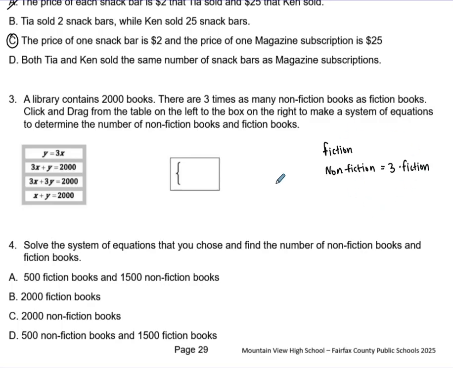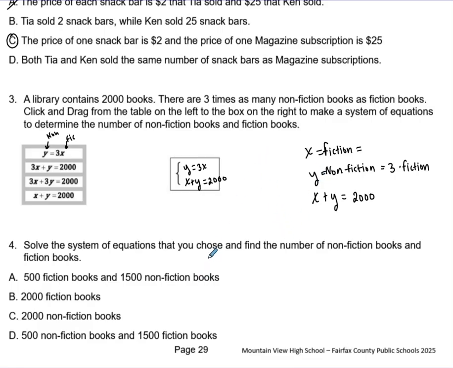Okay, how do I relate it to this? I see that it has 3 times, which means that y could represent the non-fiction, whereas x represents the fiction, right? So you have this equation right here. That's the first one I'm going to choose. And then it also tells me that the library contains 2,000 books. So if fiction is x and non-fiction is represented by y, together x plus y, there are 2,000 books. Those are my 2 equations. So fiction represents x, whereas non-fiction represents y.